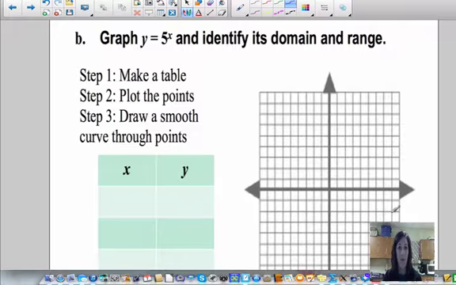All right, letter B, we're going to graph the functions now. To graph a function, we're still going to be plugging in values for x to solve for y, and then we're going to identify the domain and range. So the first step is to make a table. We're going to make a table for the function y equals 5 to the x power.